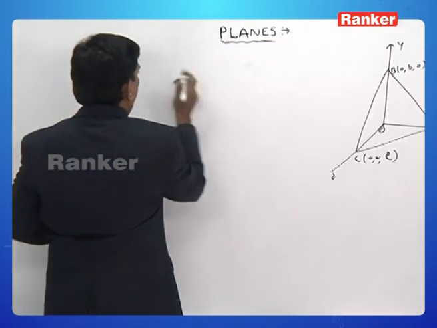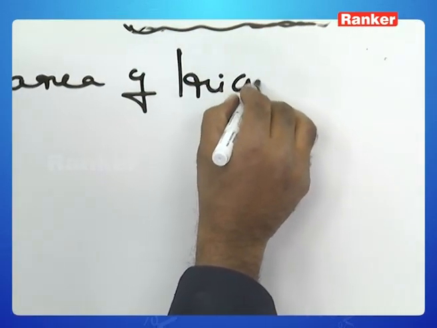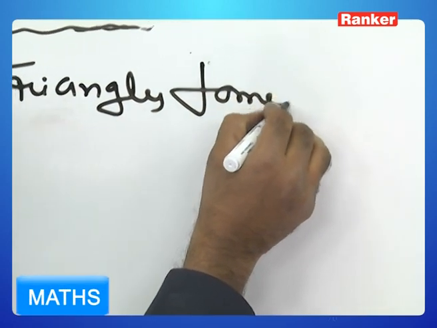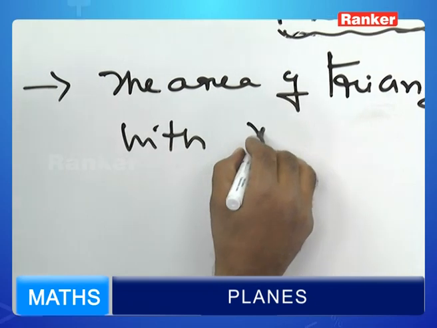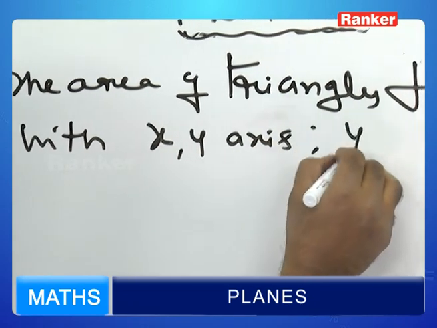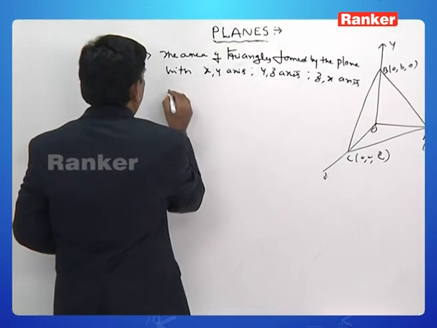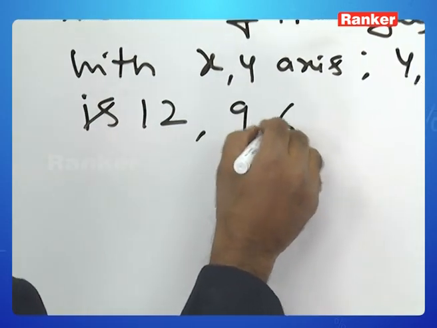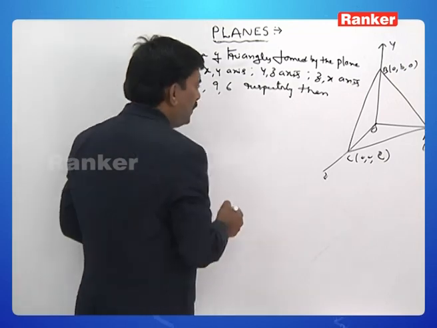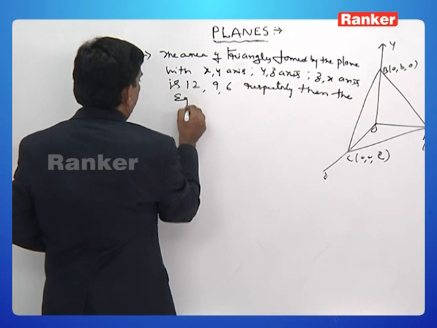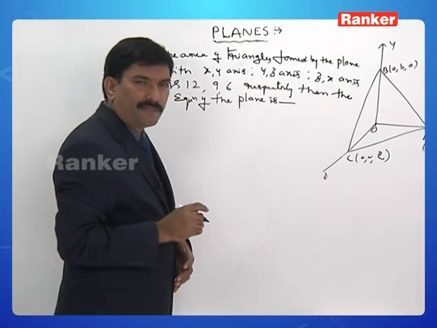Now, one example. The area of the triangles formed by the plane with x comma y axis, y comma z axis, z comma x axis is 12, 9, 6 respectively. Then the equation of the plane is dash.